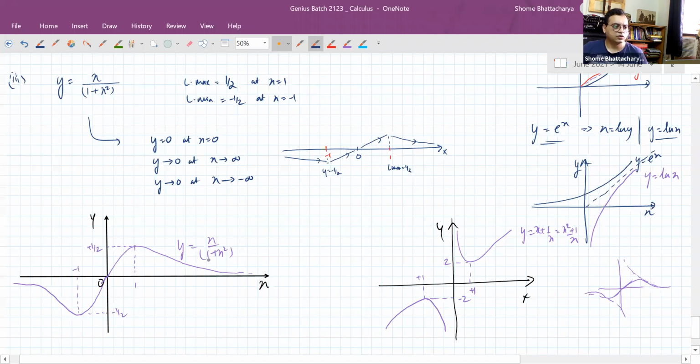Okay. Also, for this function, we can see that the domain is x belonging to all real numbers, and the range is very limited. The range over here is only between -half and +half. So the global maxima and minima in this case are again coinciding with the local maxima and minima.